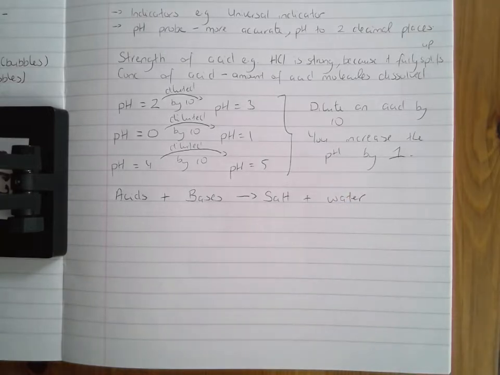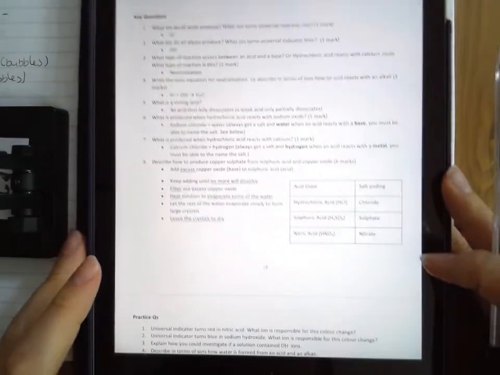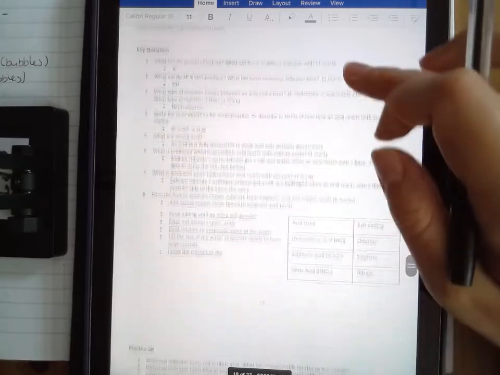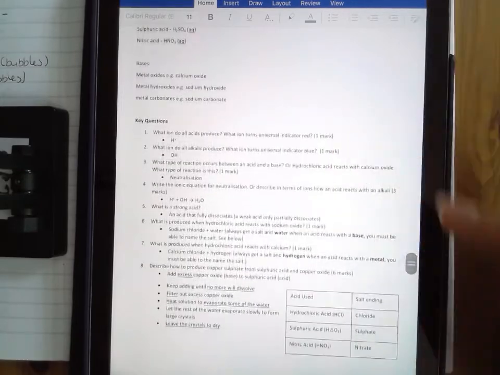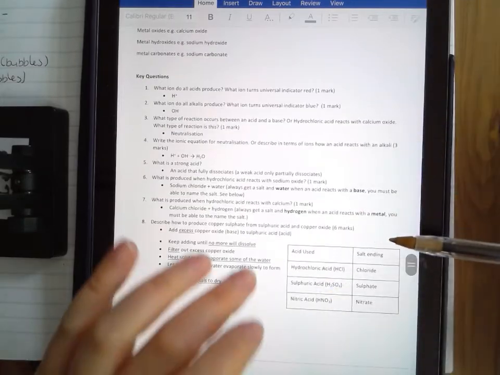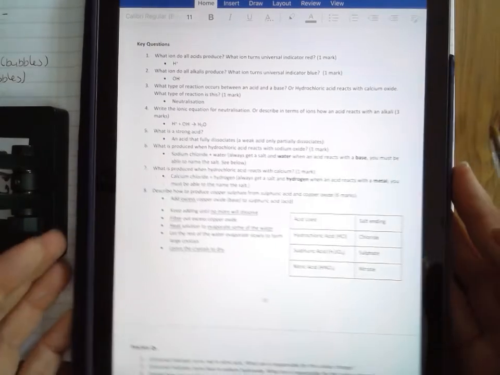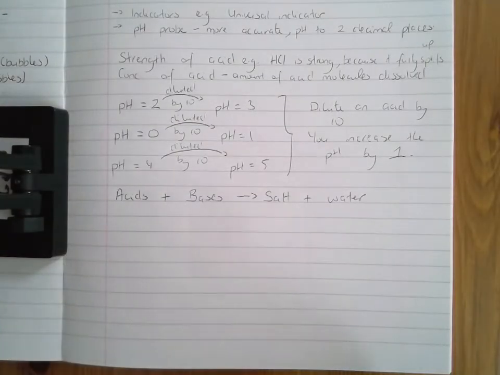So you need to know how to name your salts, okay? So this is in your core revision booklet, and I'm on page 18, which is the acids page, okay? And it tells you that the name of the salt will change depending on the acid that you use. So if you're using hydrochloric acid, the salt will end in chloride. If you switch to sulfuric acid, you'll make a sulfate salt. Nitric acid, you will make a nitrate salt, okay?